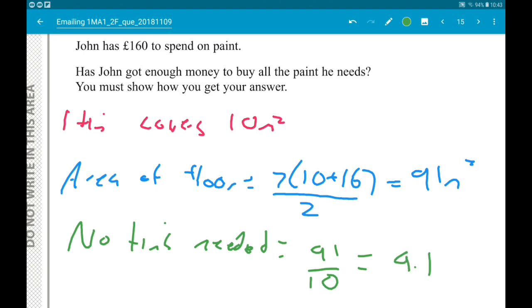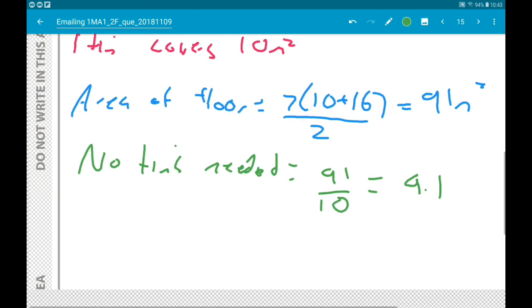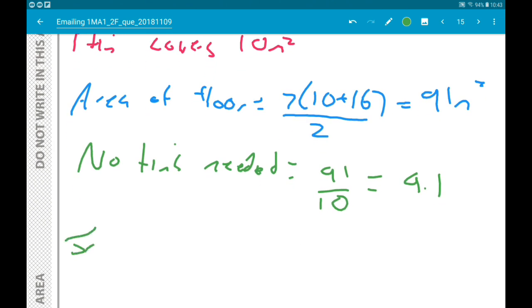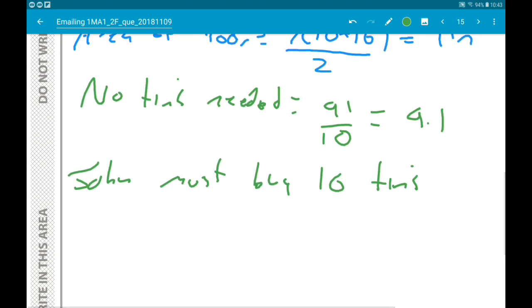So obviously you can't buy 0.1 of a tin. So John must buy 10 tins. So the cost of that is going to be 10 times 16.99. So that's £169.90p.